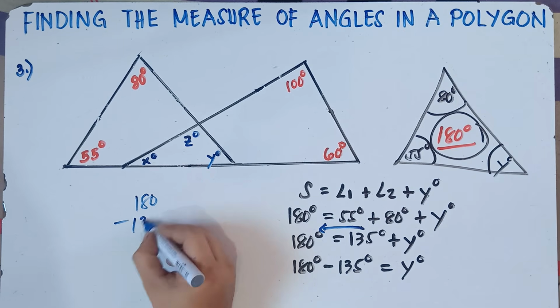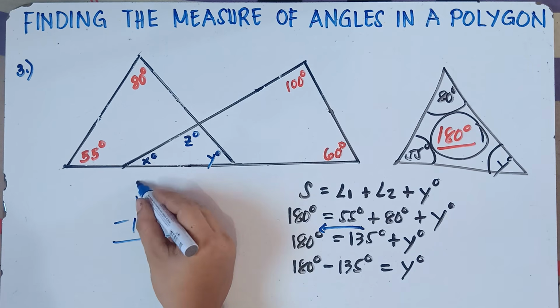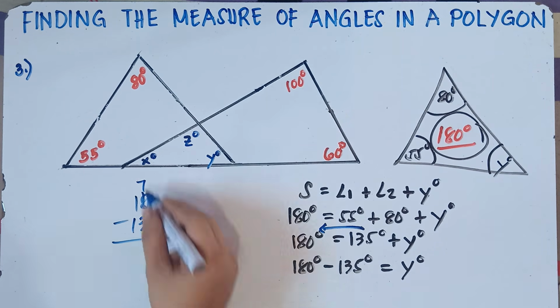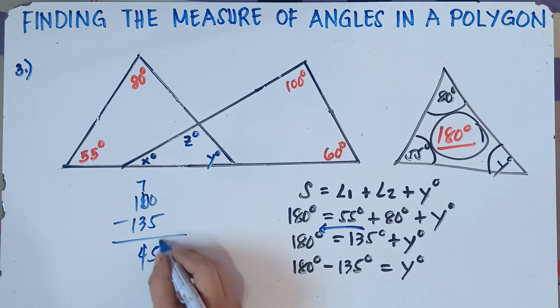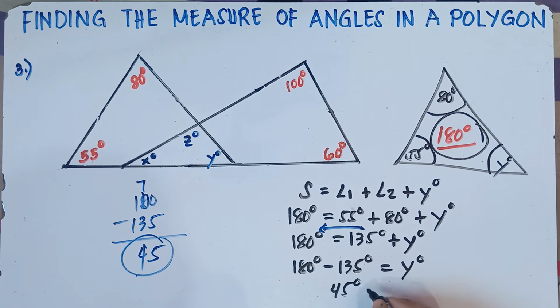180 minus 135. So 0 minus 5, that cannot be. Borrow 1, this becomes 7. This becomes 10. 10 minus 5 is 5. 7 minus 3 is 4. This will be 45 degrees. 1 minus 1 is 0. So that would be 45 degrees for y.